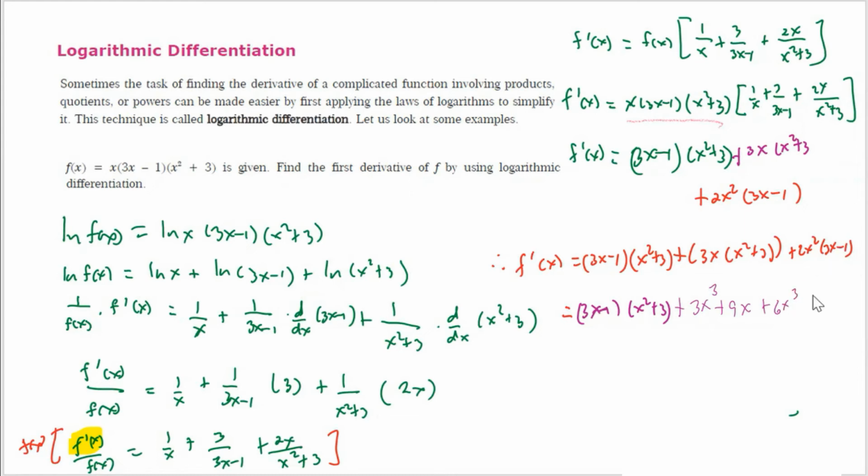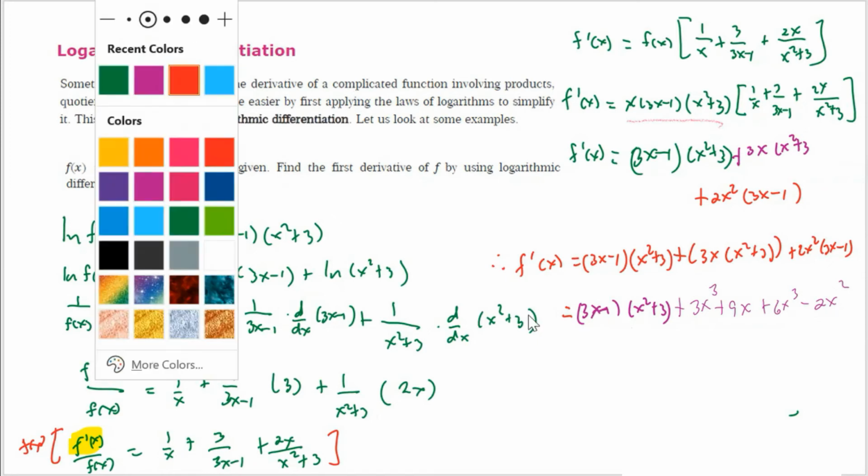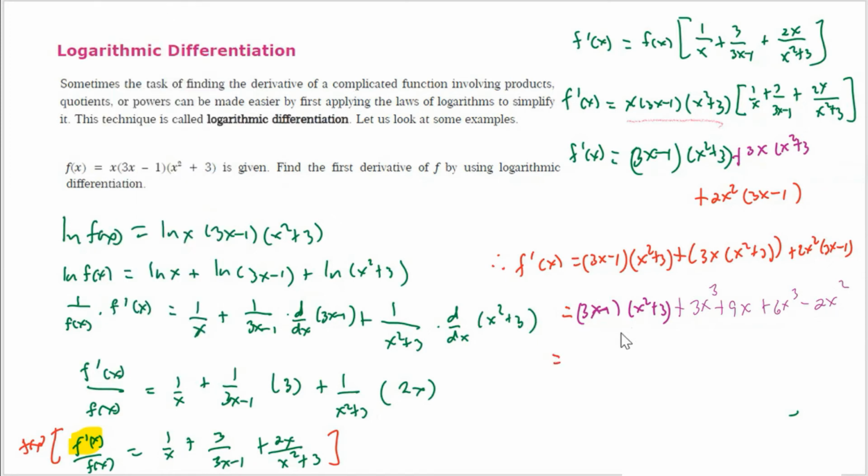Then 2x squared times negative 1 is negative 2x squared. Now, if you want to simplify further on the first term, using the distributive property or FOIL method, we can write 3x times x squared as 3x to the power of 3. And then 3x times 3 is plus 9x. Outer terms, we have negative x squared. And negative 1 times 3 is negative 3. And I will copy the rest of the terms.